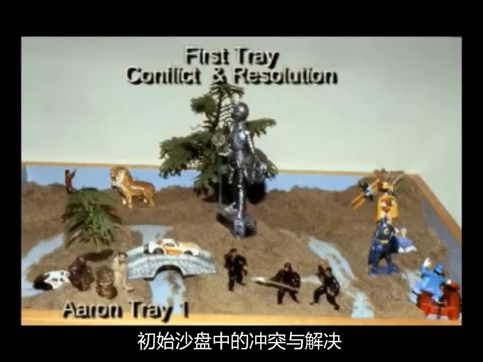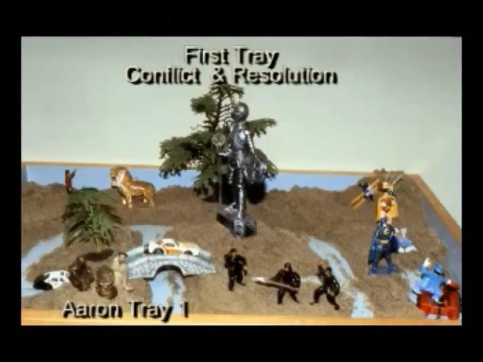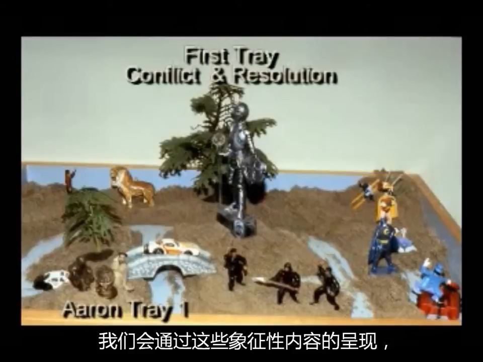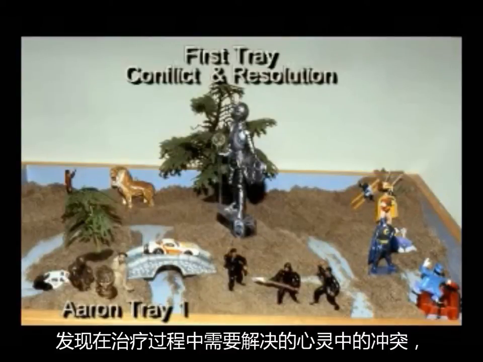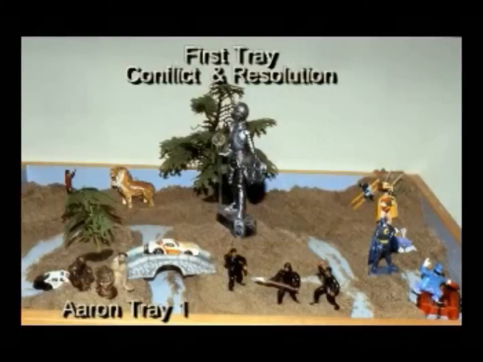When we look at a first sand play in a series, or a sand play process as we call it, we look for a symbolic manifestation of both the intrapsychic conflict that this process will address and the psychic assets that the client has to address that material.